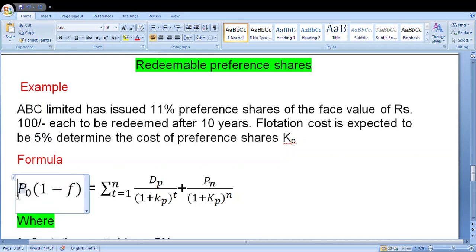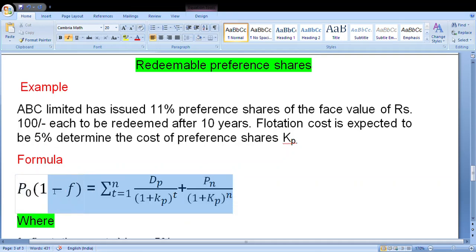And here is the formula. It is quite a bit different from the previous formulas. It looks like a complicated one, but it's actually easy. If you see, this is nothing but this part, the left hand part. P0 is the price at which we actually sold it. What is the selling price? Selling price here is rupees 100, and this F is 5%. That means we have to use 5% or 0.05.